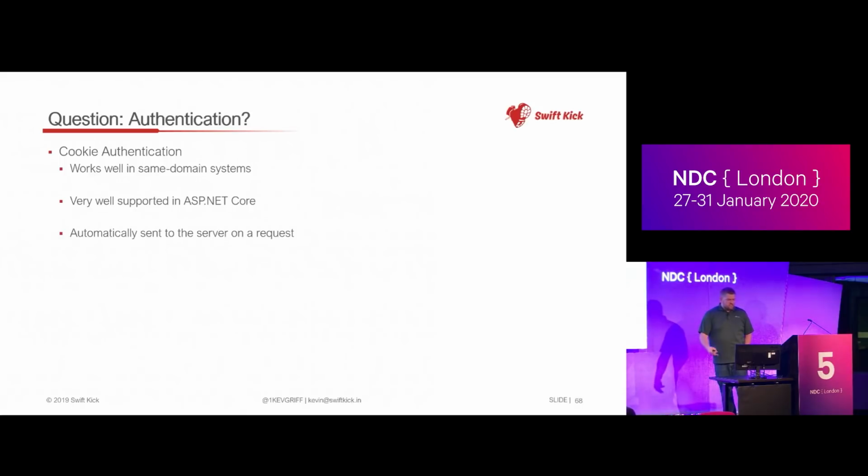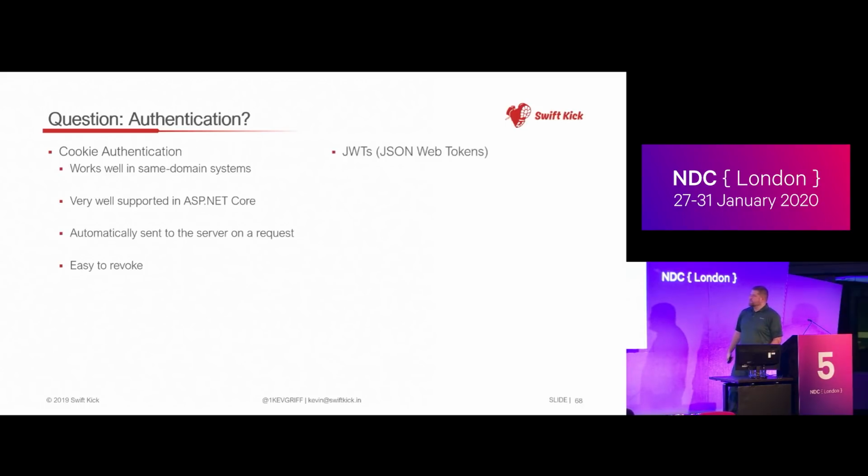Cookies are automatically sent to the server on any request. So if you're making AJAX requests or API requests, you send the cookie along with it. This is really useful. It's easy to revoke a cookie. So if you have a bad actor, you say, all right, we've got to kick them out of the system, you can revoke their cookie.